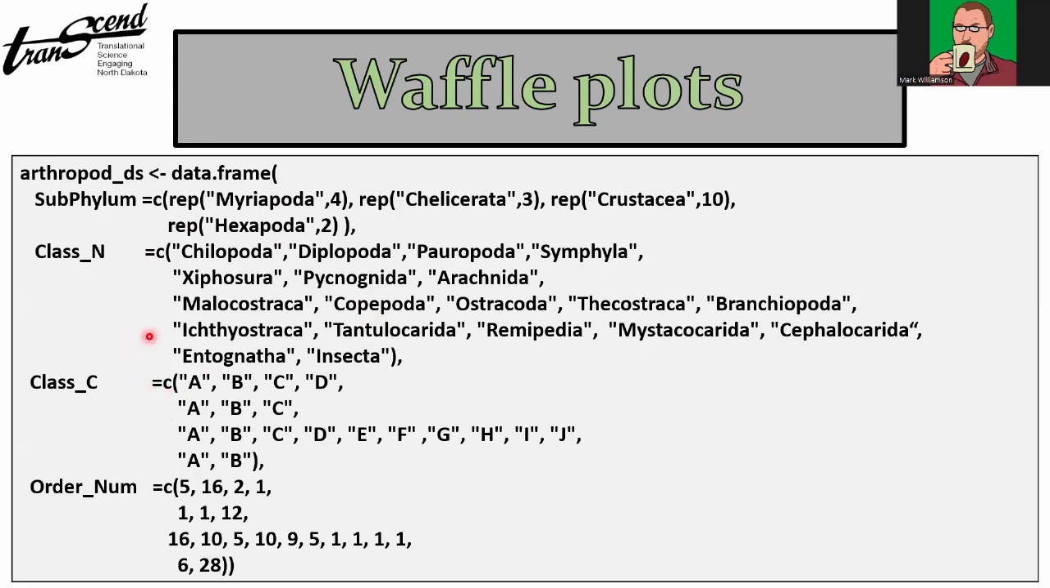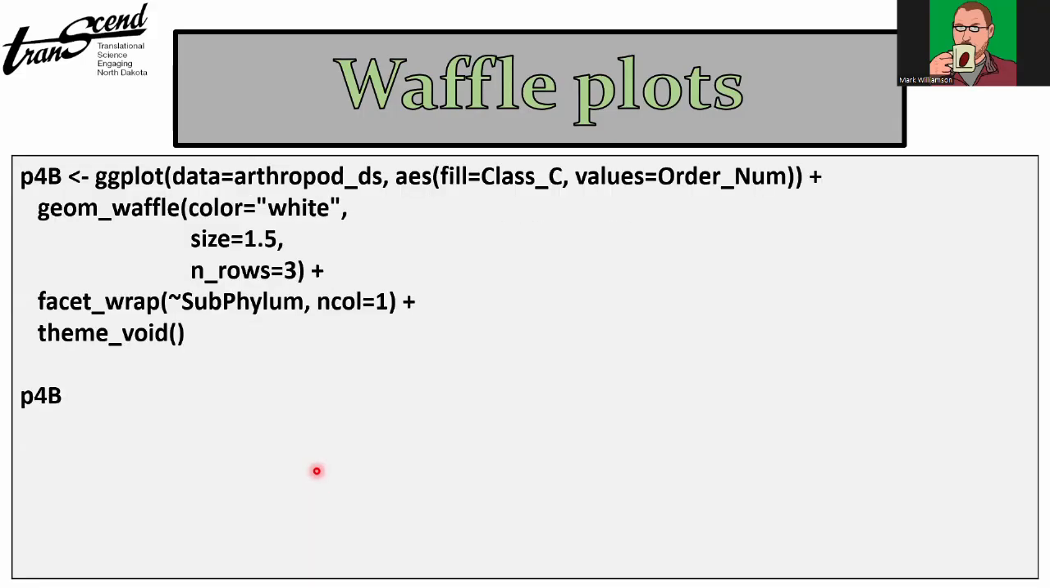And then I'm going to actually have what I call class categories. So for example, myriapods have 4 classes. So I'm going to say A, B, C, and D. Coeluroidata have 3, so 3. Crustacea have 10, so all the way from A to J, and then hexapods have 2. And then within each class, I've listed the number of orders within that class. And then from there, I can create a plot.